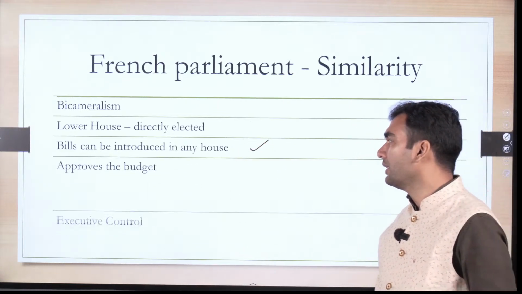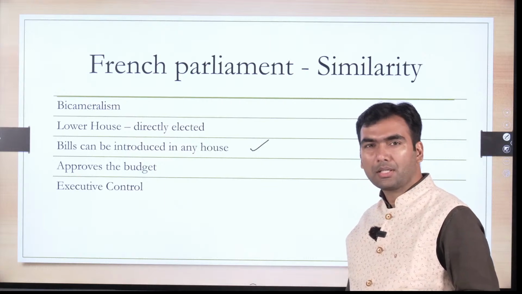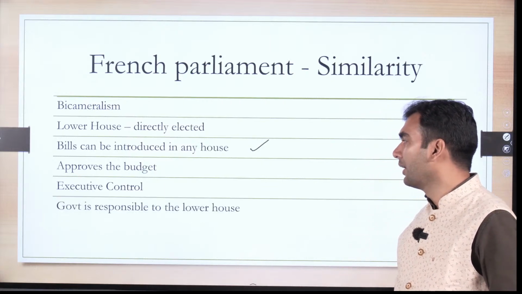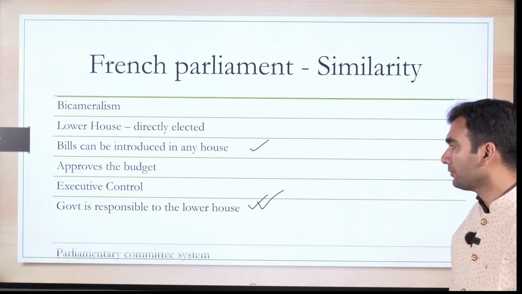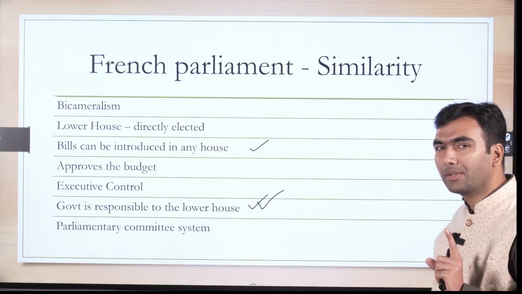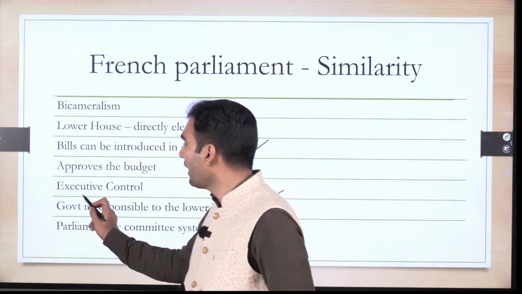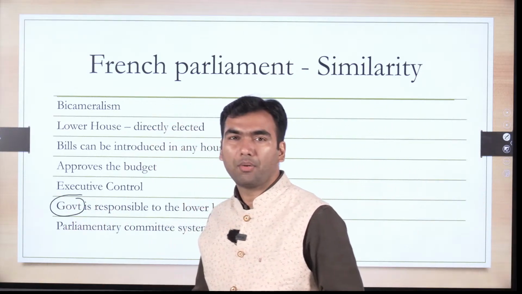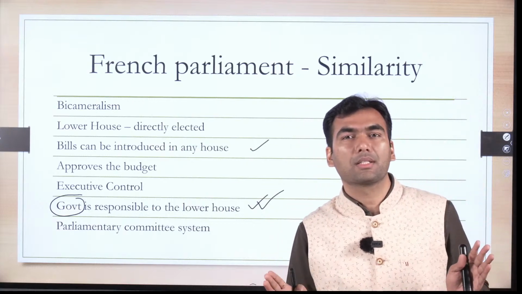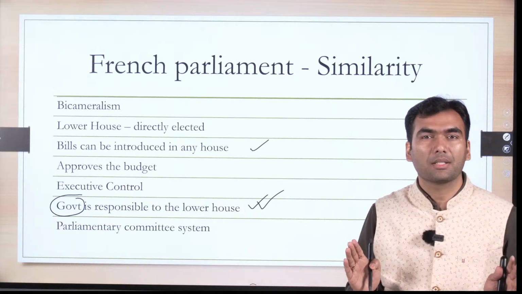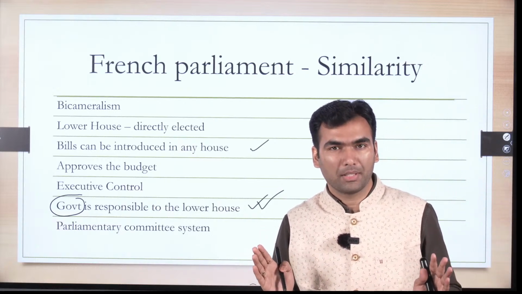It approves the budget, it controls the executive, so all those functions are there. Government is responsible to the lower house, the same thing is there. Here I am using the word government because they have a semi-presidential form of government. There are three types of government: one is parliamentary, another is presidential, and the third is semi-presidential.